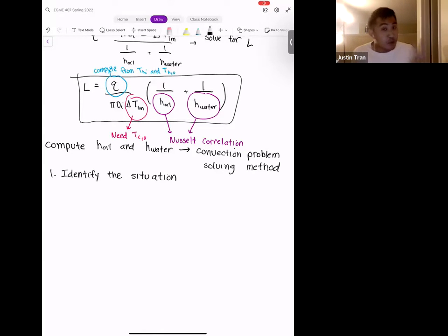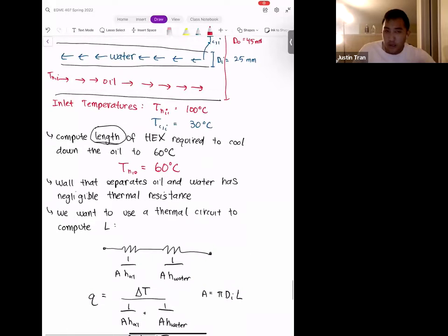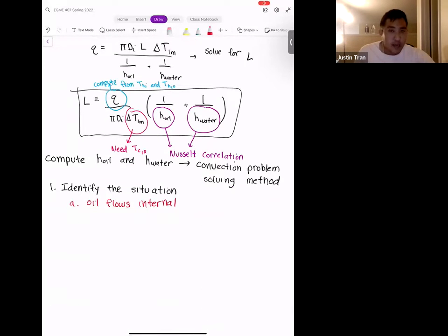Right. We have two situations here, and so we have the flow of the oil and the flow of the water. Right. All right. So let's start with the flow of the oil. Right. And so we have an internal flow. And since the oil flows in the outer ring, what we say is that oil flows internally in an annulus. Okay. Remember last time we defined what that means, and then we know how to compute the Nusselt numbers from this. Okay.